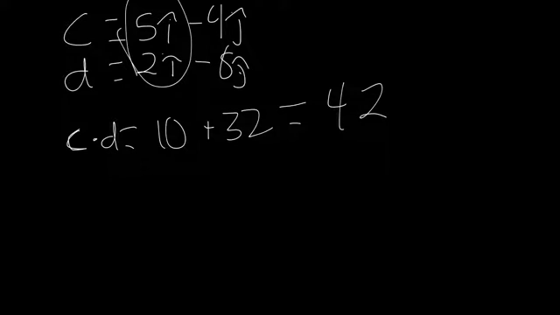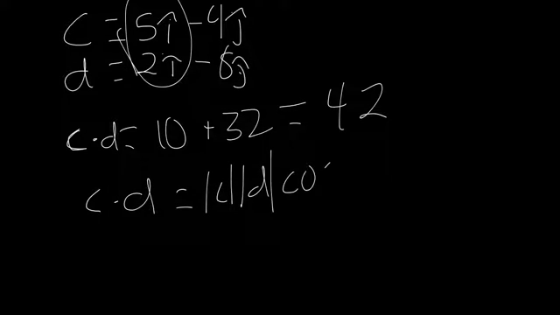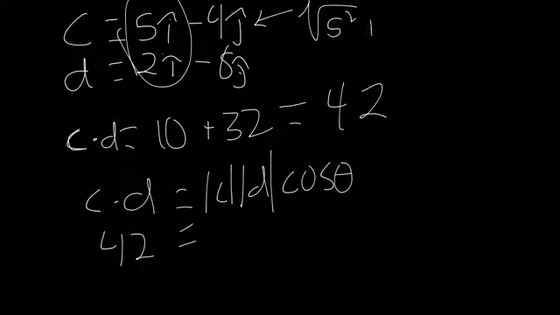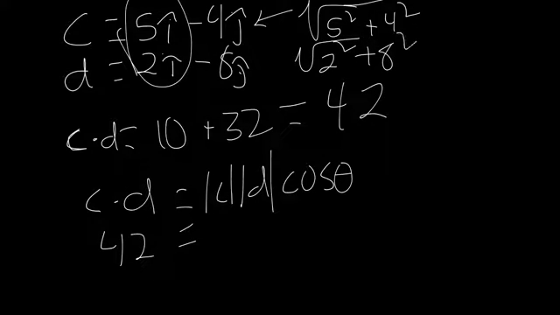Alright, and then let's say I wanted to know the angle between vectors C and D. Well, I can use the definition of the dot product. So C dot D is equal to the magnitude of C times the magnitude of D times the cosine of the angle between them. So if I know that this is 42, if I could find the magnitude of C, which is the square root of 5 squared plus 4 squared, and the magnitude of D, which is the square root of 2 squared plus 8 squared, then I could find the angle between them.